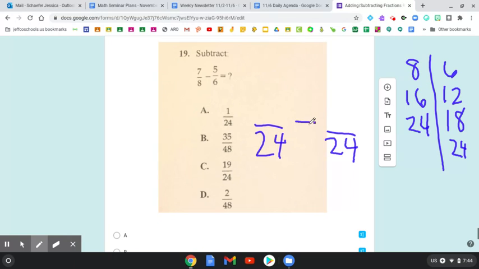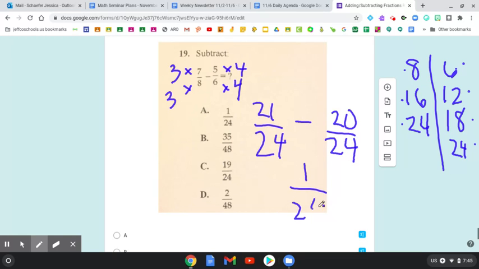I'm subtracting. I'm going to think about what I have to multiply by. In the 8s, it's times 3. So 3 times 7 is 21. In the 6s, it's times 4. So 5 times 4 is 20. So 21/24ths minus 20/24ths would only leave you with 1 left over. 1/24th.